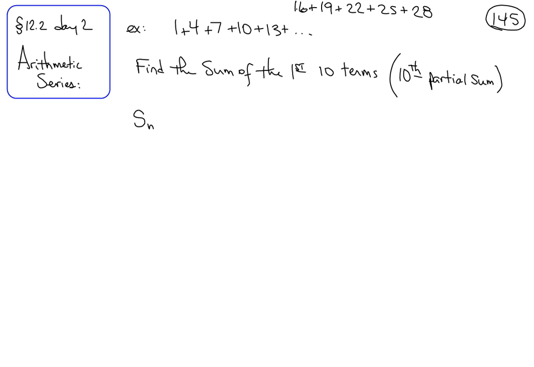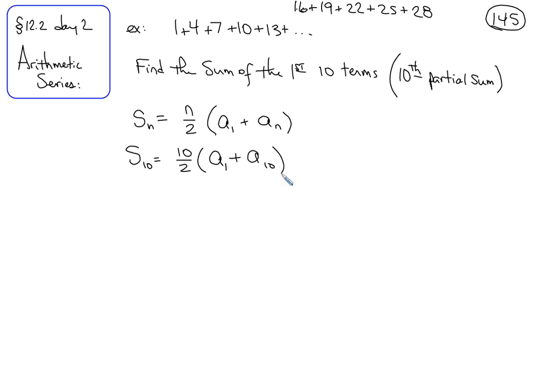So instead of having an a sub n formula, we have an s sub n formula, s standing for sum. The sum of the first n terms, that's the nth partial sum, is equal to the number of terms divided by 2 times the first term plus the last term. If n is the number of terms, then a sub n is whatever the last term is. So if we're trying to find the sum of the first 10 terms, that's 10 divided by 2 times the first term plus the 10th term.